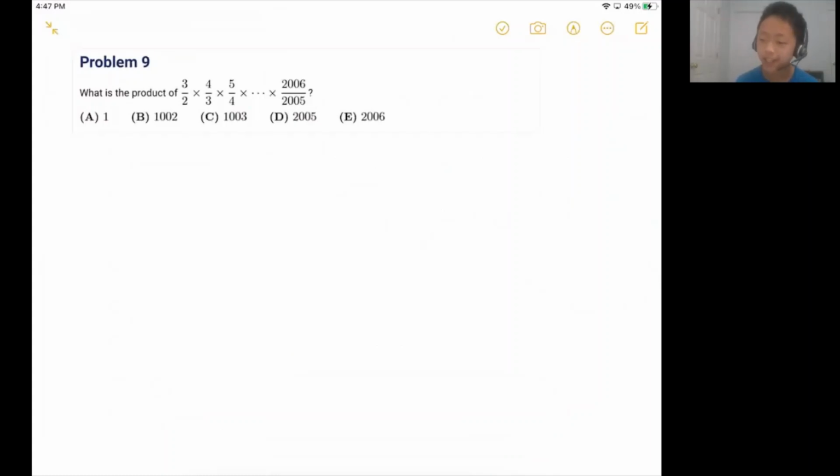So in this question, we want to find what is the value of this product. 3 over 2 times 4 over 3 times 5 over 4 times so on, times 2006 over 2005. This kind of question is very typical and commonly seen. But first, let's go over how you would solve the problem.